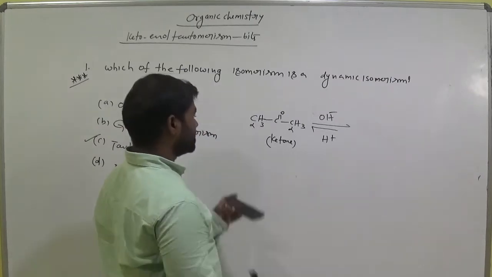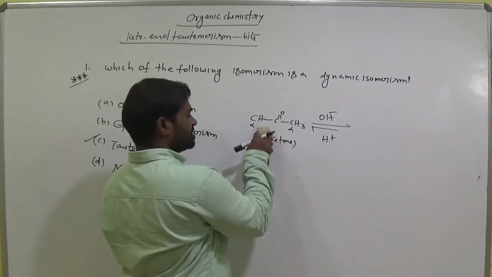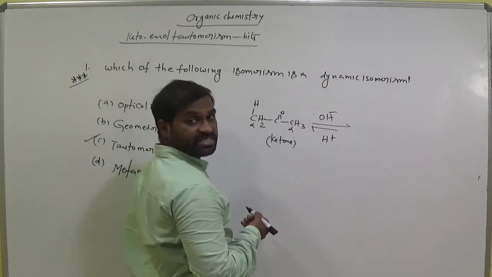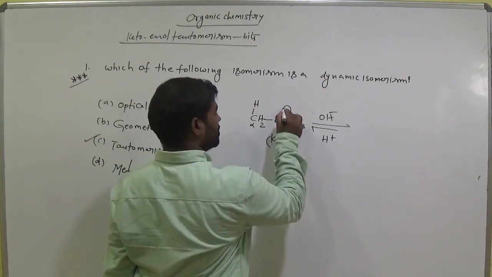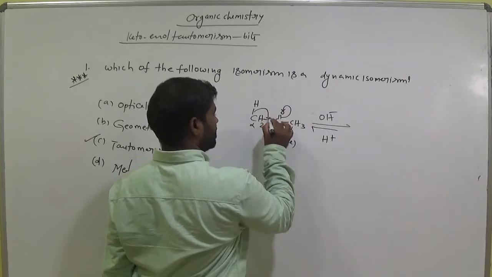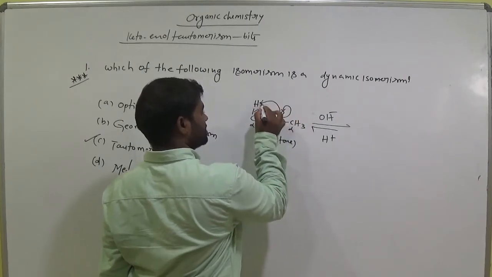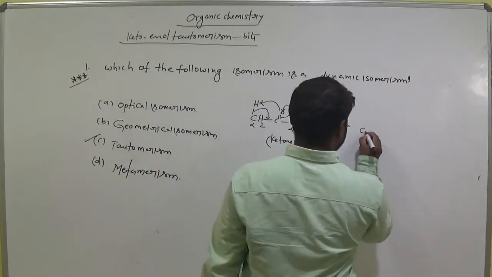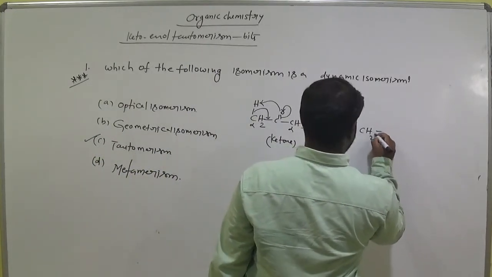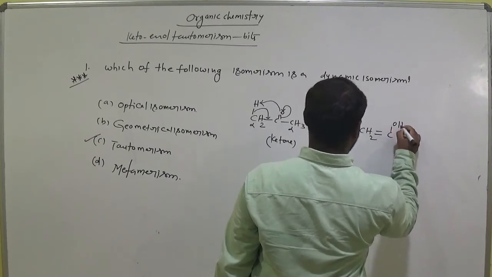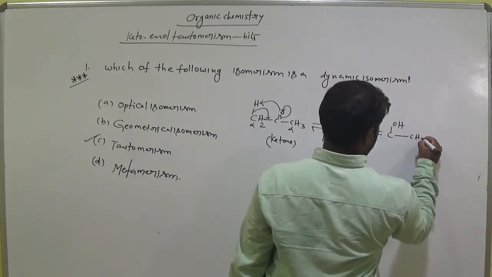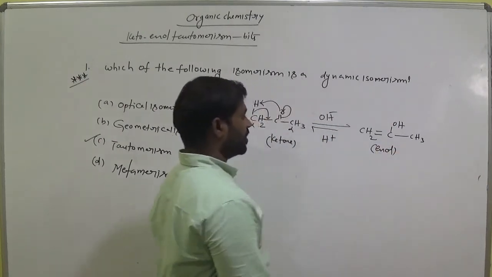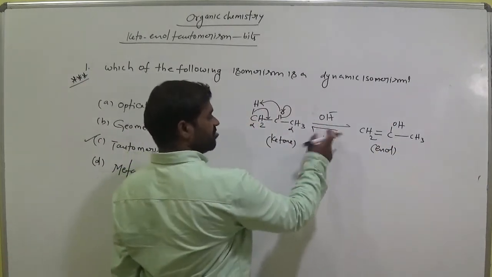Now this CH3 can be written as CH2 with one hydrogen on this carbon like this. Now the bond between this carbon and this oxygen attracts the hydrogen. Then what do we have? CH2 double bond C, OH, CH3. This is the enol product. Am I right? Enol product. So here it is at equilibrium.